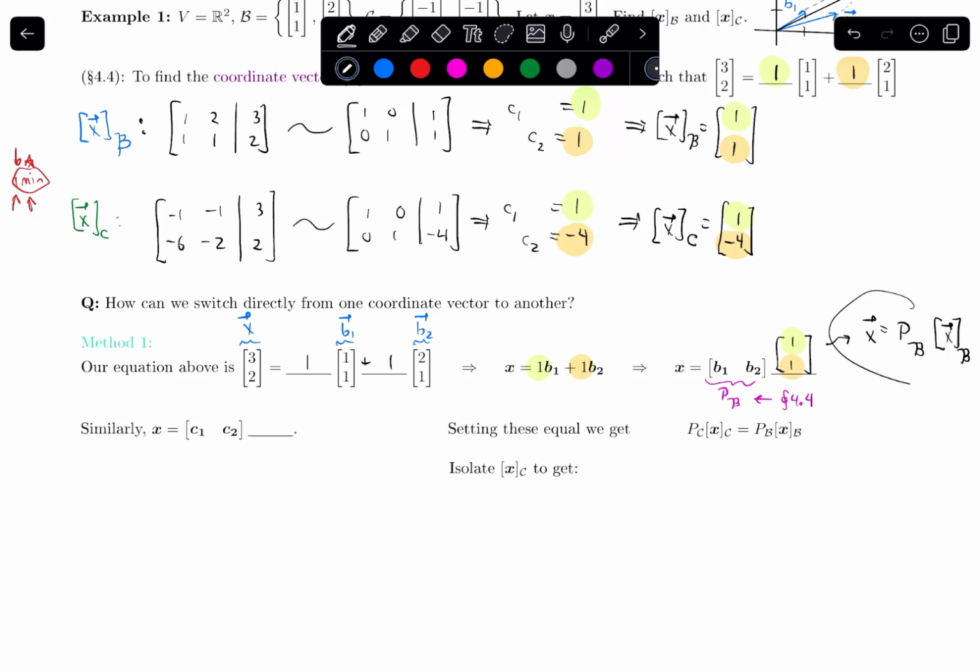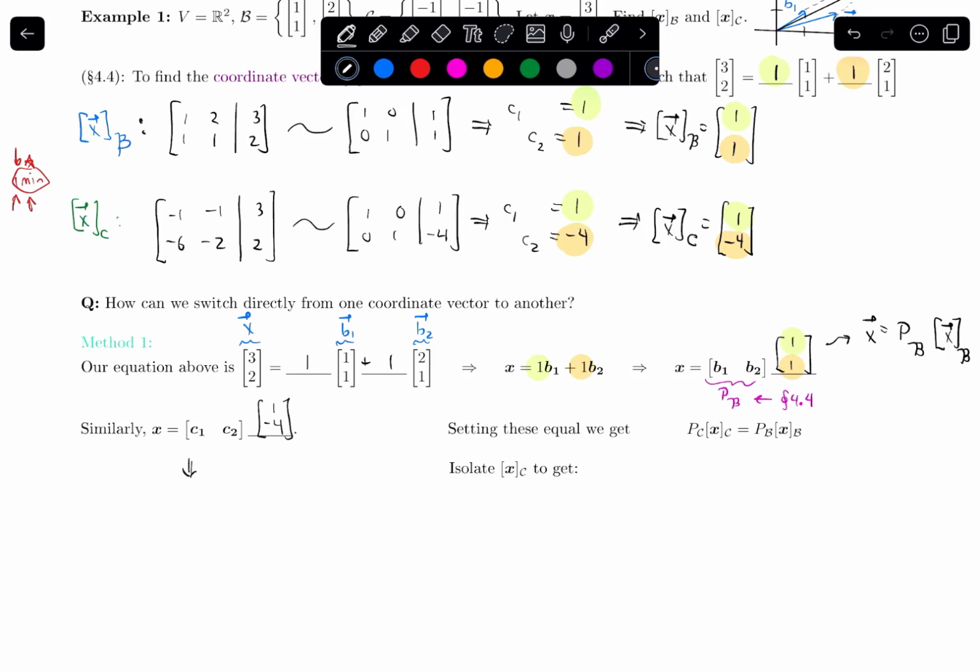So we have this equation. All right, so I could do the same type of thing, expressing x in terms of the c coordinate vector. I could set up this matrix that has the basis vectors of c as the columns, multiply it by the coordinate vector of x in terms of the basis c, which we got was 1, -4. So I could do the same type of thing with that.